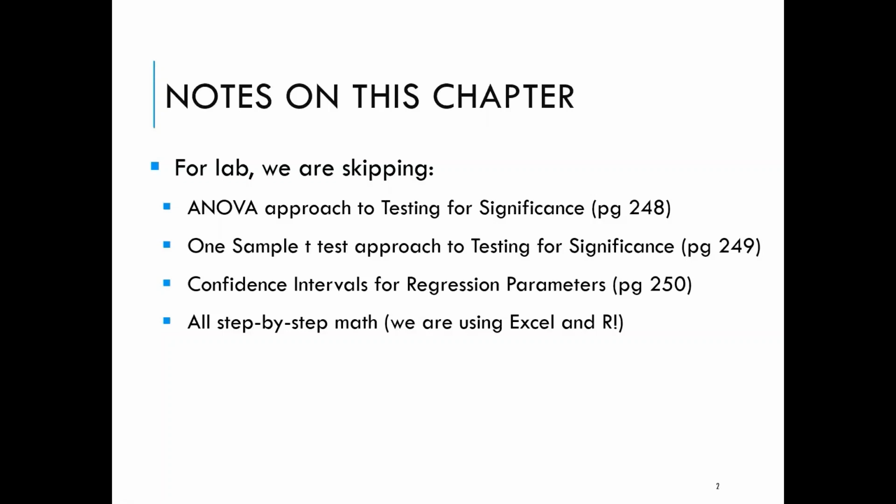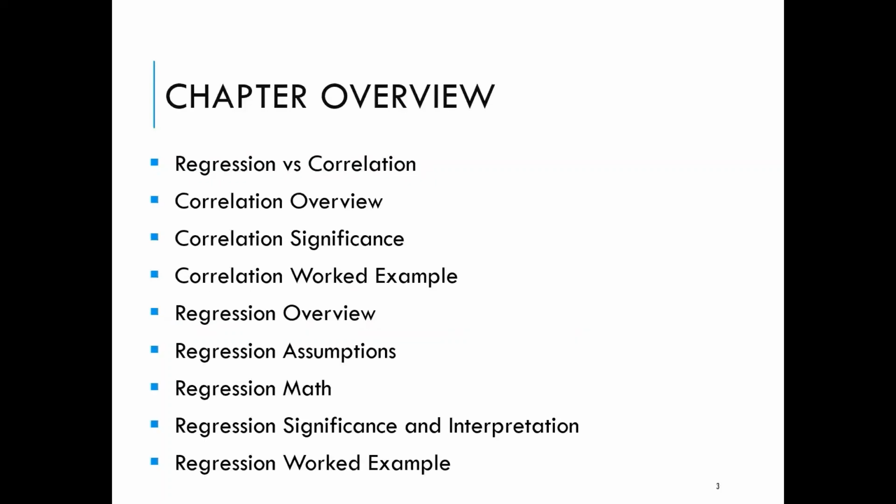For lab portion only, we're skipping the following sections. So I've listed those section titles here. Those are on pages 248 through 250. There are portions of those pages that we are going over, so don't just skip over those pages entirely. We are also skipping over all the step-by-step math because we are using Excel and R.